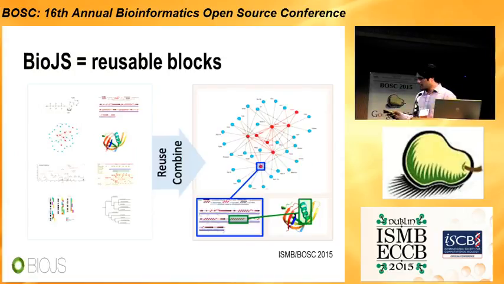And here we can see a set of components that we developed that we integrate into BioJS. The nice thing about BioJS is that you can take, for instance, this 3D structure viewer and this protein sequence feature viewer, and you can combine them into one application using the event system that we developed.